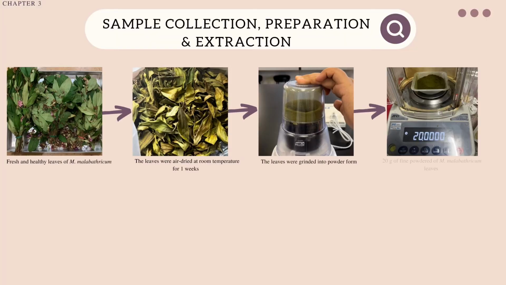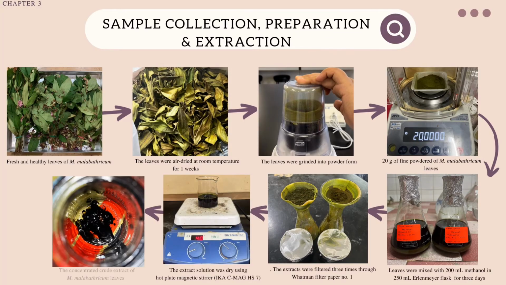The experimental design started with sample collection, preparation, and extraction. Fresh and healthy leaves of Melastoma malabathricum were first cleaned. Next, the leaves were air dried at room temperature for 1 week. After drying, the leaves were ground into powder. Then, the Melastoma malabathricum leaves were extracted by maceration technique.